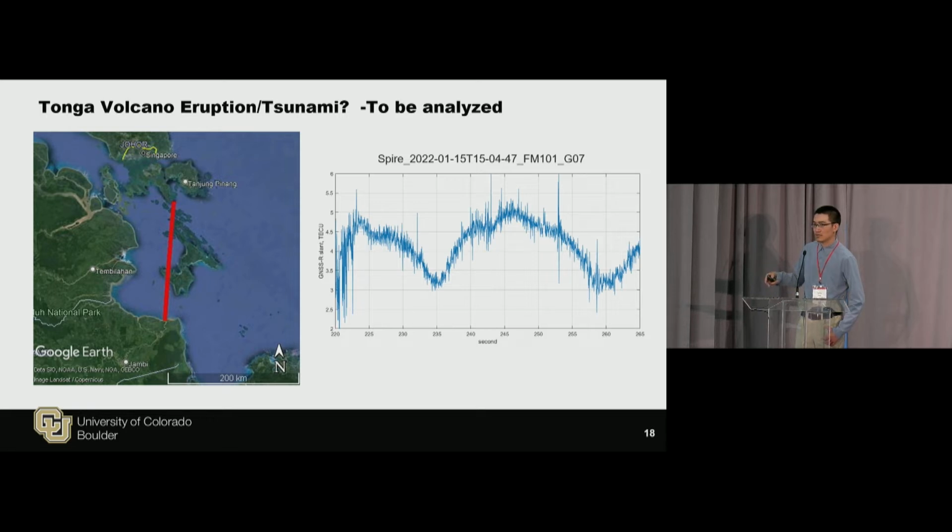We can also see some TEC variation that is probably due to some wave propagated into the ionosphere. It is about 10 hours after the Tonga eruption, so it has to be related to some kind of wave related to the Tonga eruption. So this is to be analyzed with ground measurements and other non-GNSS measurements to distinguish what it really represents.